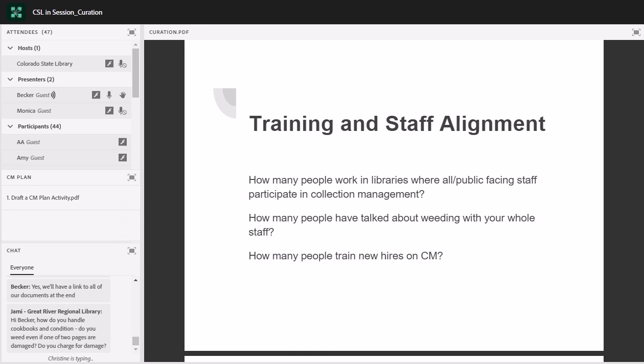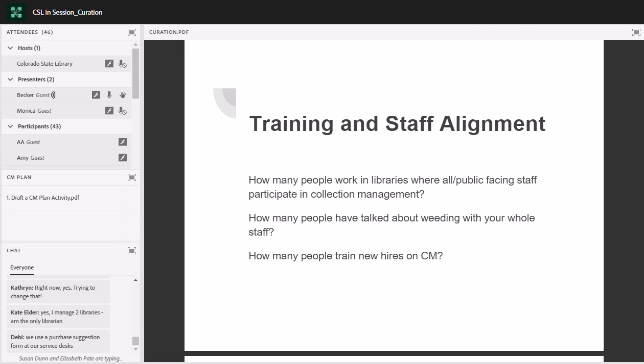Hopefully a lot of you work in places where you are not the only person doing the collection maintenance. Is there anybody here who is the only person doing collection maintenance, or people who don't have a whole lot of help? Weeding is something we talk to with the whole staff, and we try to make sure it's part of shelver training all the way up to librarian training, and we're even trying to make sure that managers and people who don't deal with the public and the collection that often at least know what we're trying to do and why we're trying to do it.